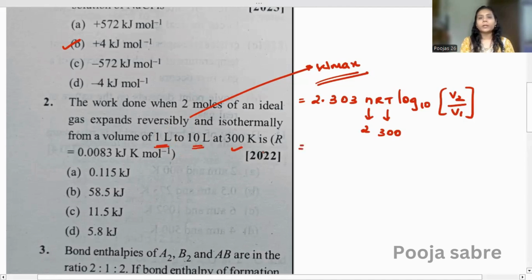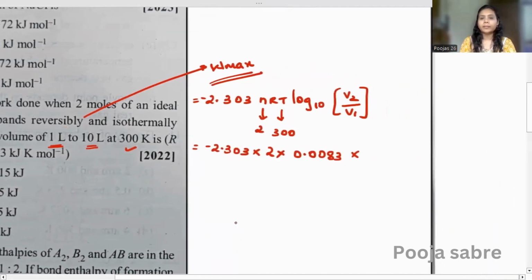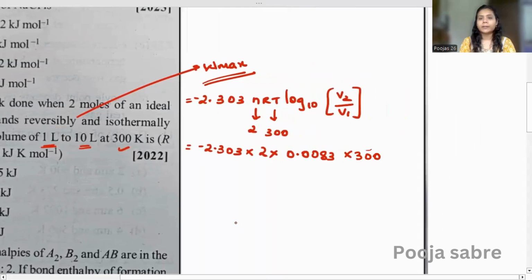So here you simply substitute. It will be minus 2.303, n is 2, R is 0.0083, and T is 300 Kelvin. So I am going to put 300 log of V2 upon V1. V2 is 10 and V1 is 1. So this will give us log of 10, and log of 10 is nothing but 1.